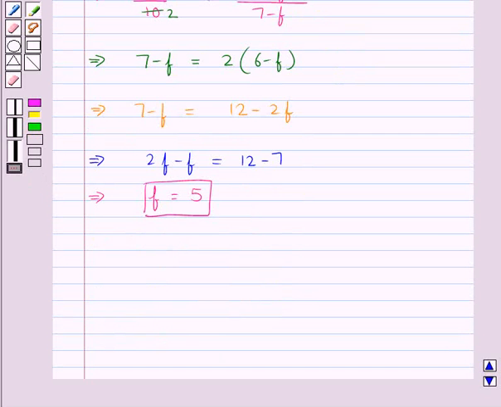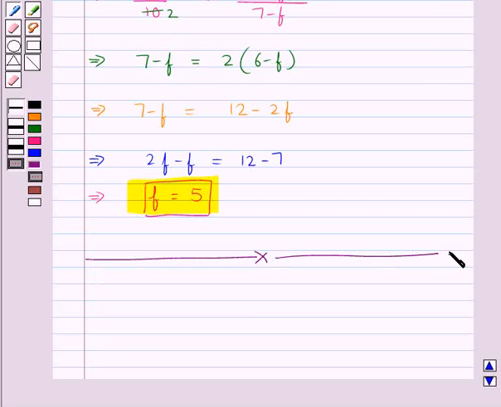And we were supposed to find this missing frequency F. This comes out to be equal to 5. So this is our final answer. So this completes the session. Hope you have understood the solution of this question.